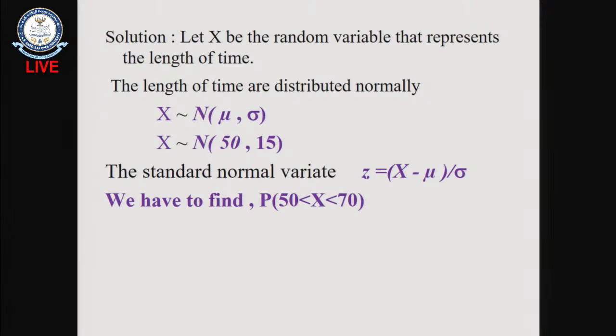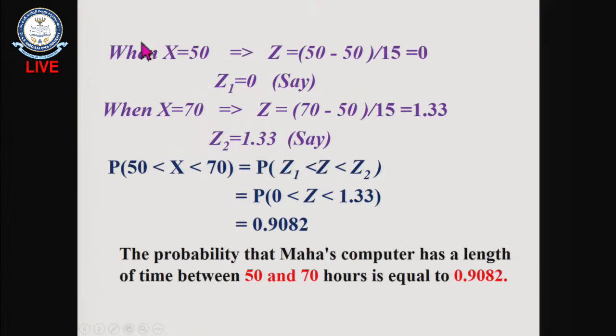So which value do we need to find here? We have to find the probability that x lies between 50 and 70. So the probability of 50 less than x less than 70 is equal to, then these values are converted into z values. My lower limit value is 50 and my upper limit value is 70. When x is equal to 50, z is 50 minus 50 by 15, that is 0, since 0 divided by something is always 0. So Z1 is equal to 0. When x is equal to 70, my z value is 1.33. So my x values are transformed into Z1 and Z2.